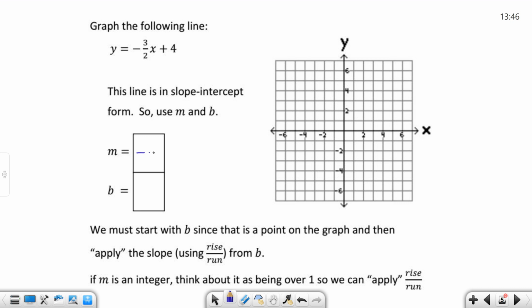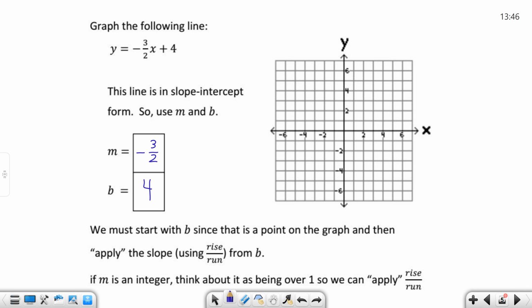So in this case, my m is -3/2, and my b is what? 4, right? m is here, negative 3/2, the thing times x, does not have x in it. And here's b, right? b is the thing by itself there. So m is negative 3/2, b is 4.